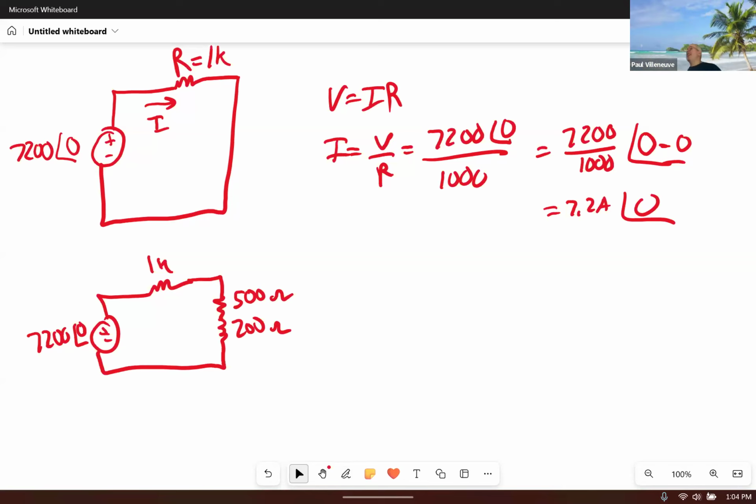Okay. So everything in AC circuits, all the resistances, inductances, and capacitances, have been converted to ohms. So this one we already know is an ohm. 500 ohms is a 500 ohm resistor. That 200 ohm inductor is there. Now, here's the thing about inductors. How much real power does an inductor consume?